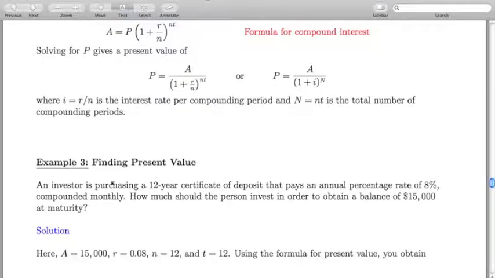So let's look at example 3, finding present value. An investor is purchasing a 12-year certificate of deposit that pays an annual percentage rate of 8%. It's compounded monthly. How much should the person invest in order to obtain a balance of $15,000 at maturity?